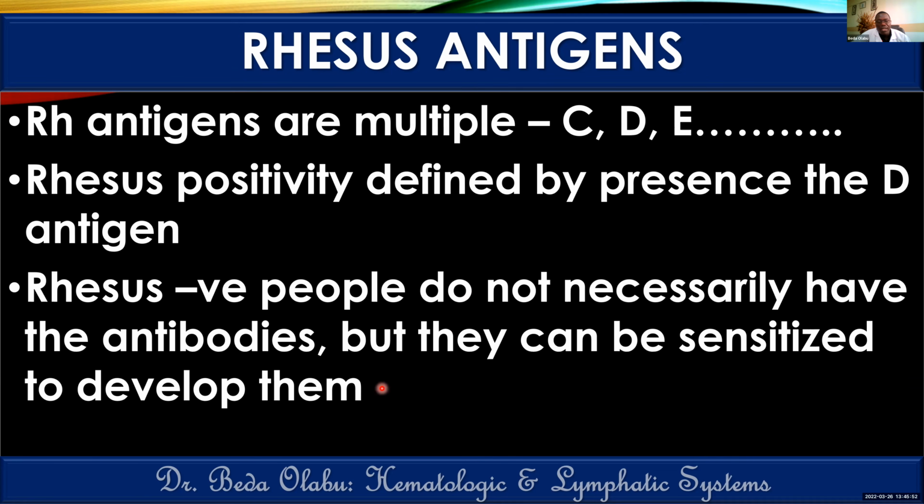Something quite unique compared to the ABO antigen, someone who is Rhesus positive definitely does not have the antibodies against the D antigen. That one is straightforward. However, someone who is Rhesus negative, someone who does not have the D antigen, that person does not necessarily have the antibodies against D.